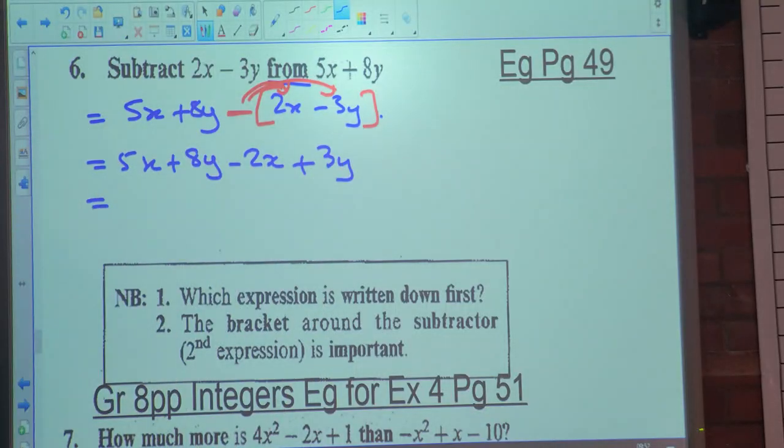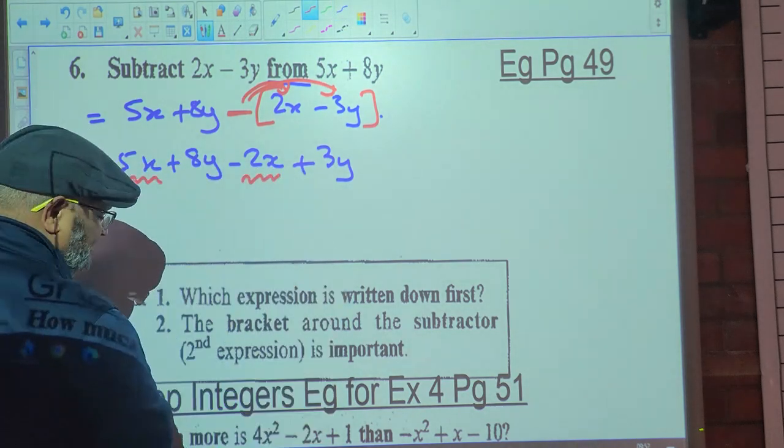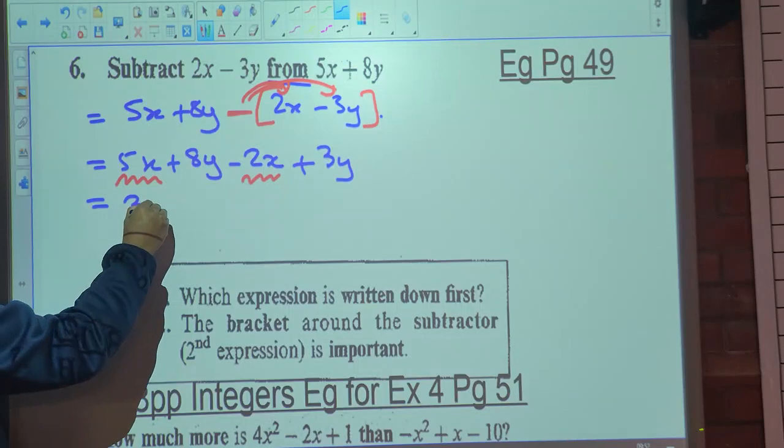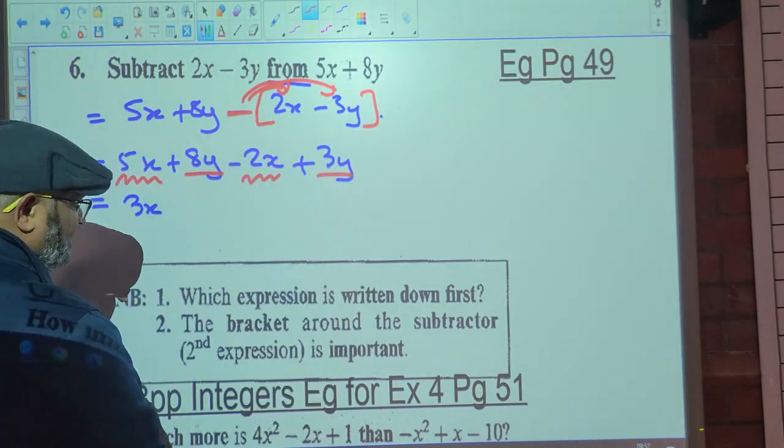So what do I do now? Like terms. So it's going to be 5x minus 2x. What's 5x minus 2x? 3x. What is 8y plus 3y?